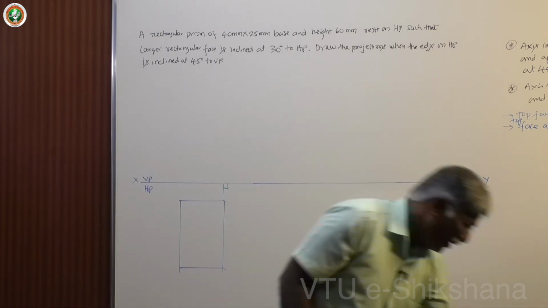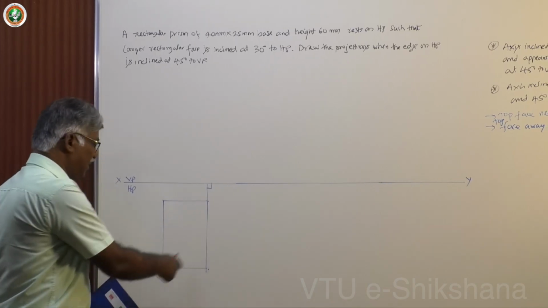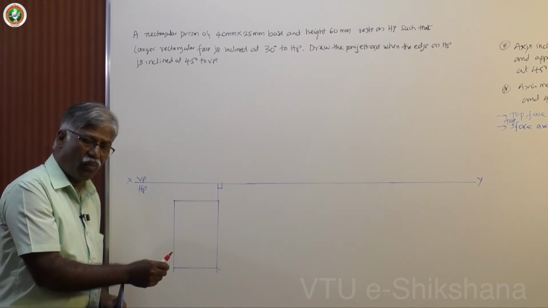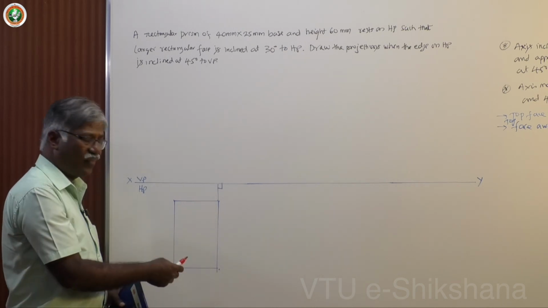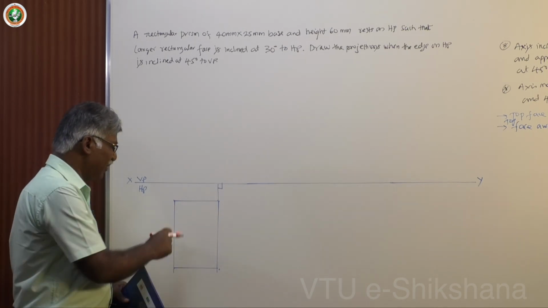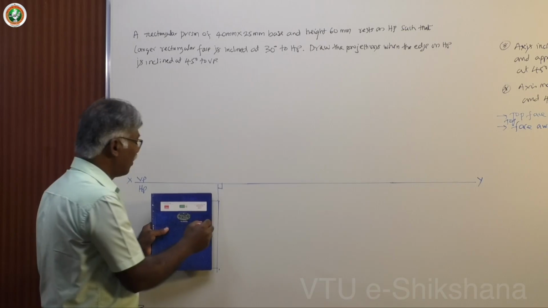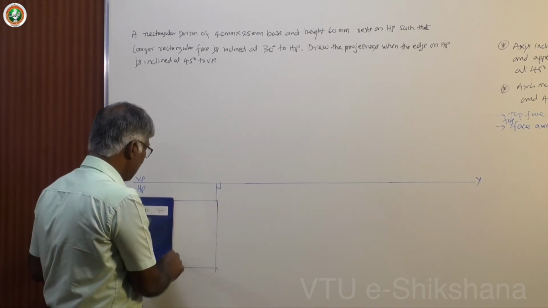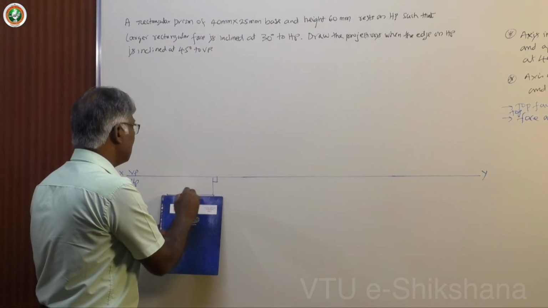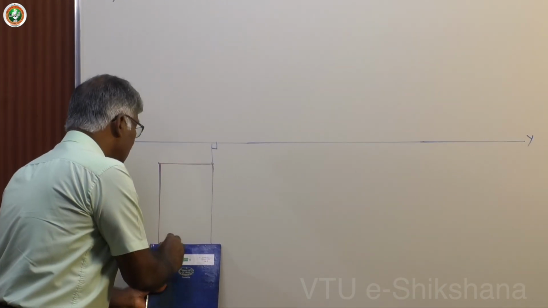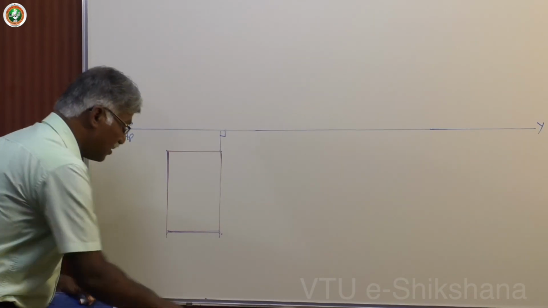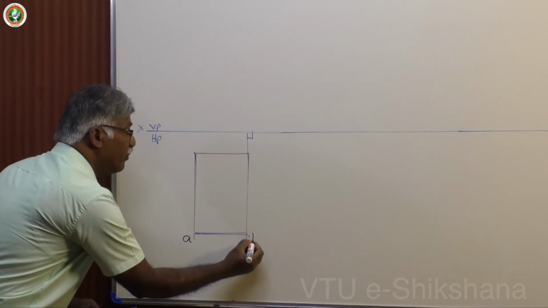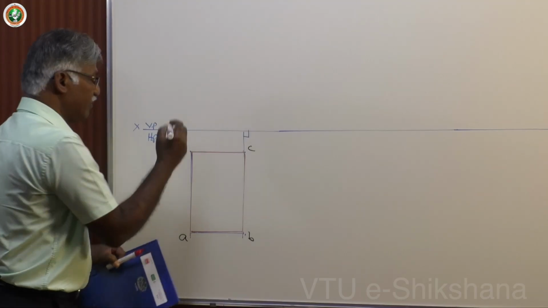Now let me take this as the top view. You can easily draw with the computer. Rectangle by 2 points. You fix this 25, then 40. Manually you can easily draw. You know very well how to draw the rectangle. So this is the top view of the arrangement. This is A, this is B, this one is C, this is D.